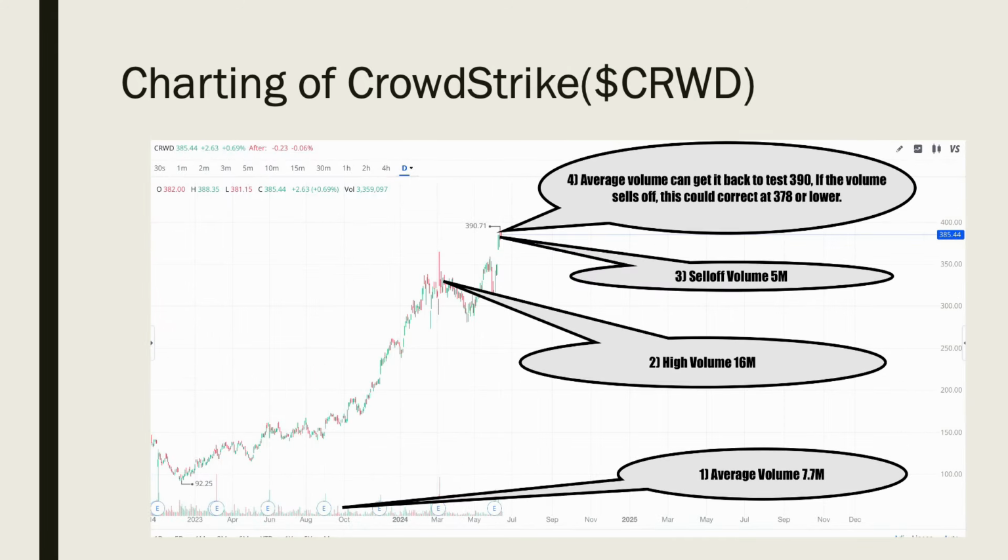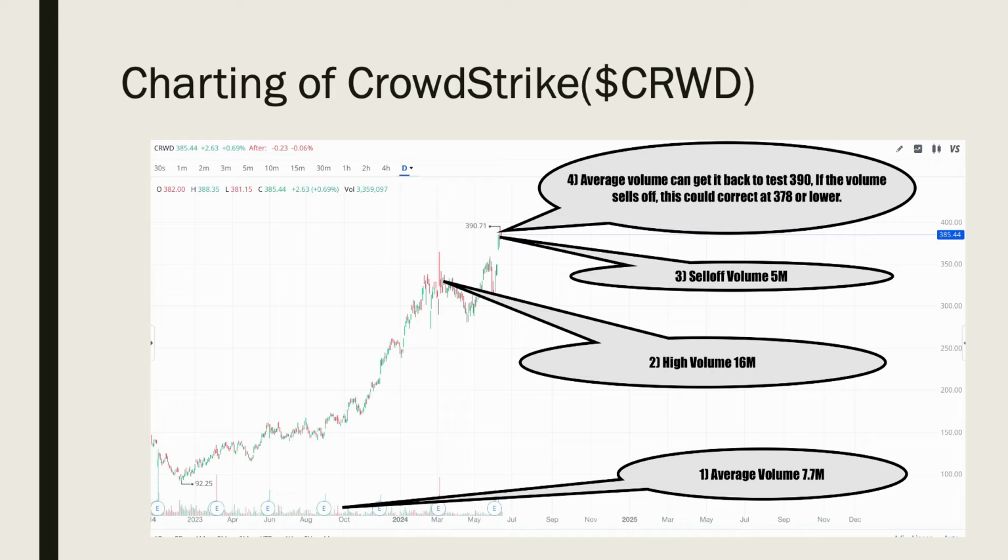Charting of CrowdStrike, ticker symbol CRWD. This company has good cash flow, which gives them room to grow and opportunities to do other things like acquire smaller companies or invest more in their R&D. So they still hold good value in my opinion.